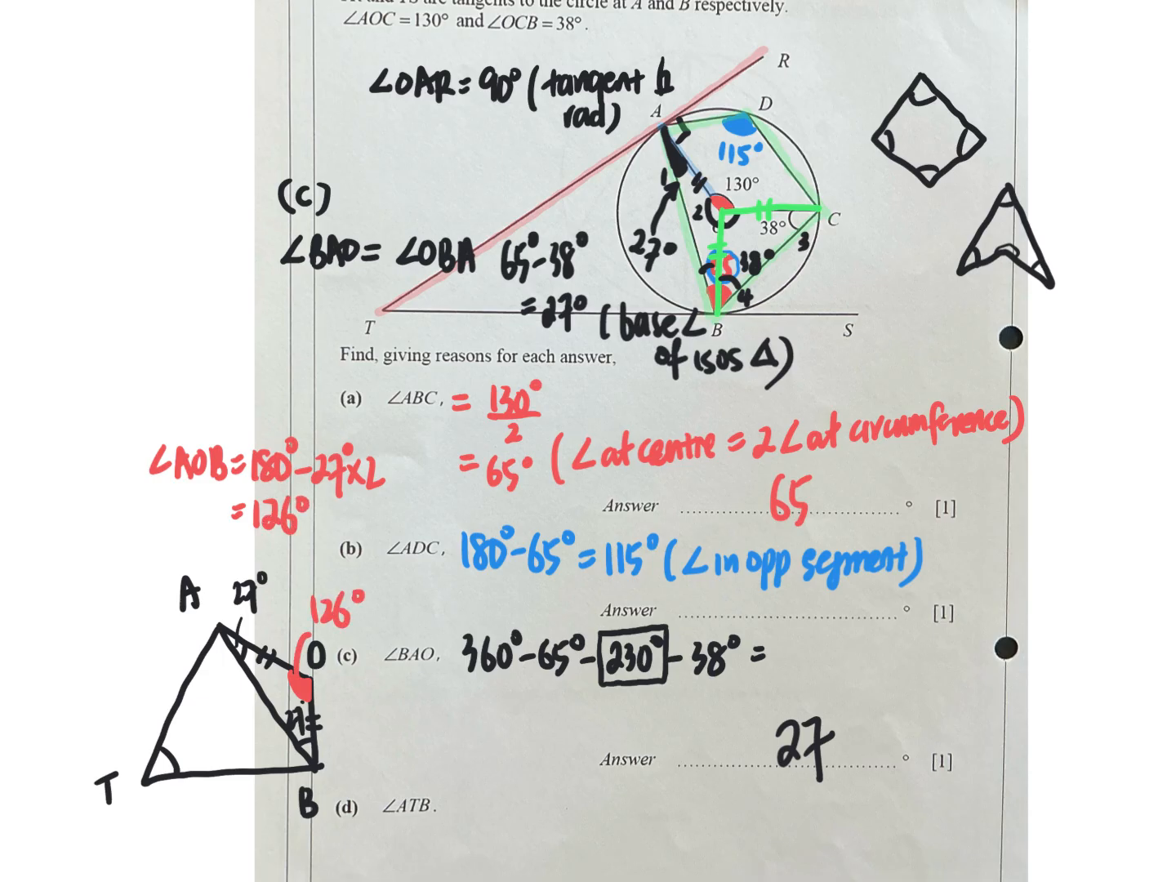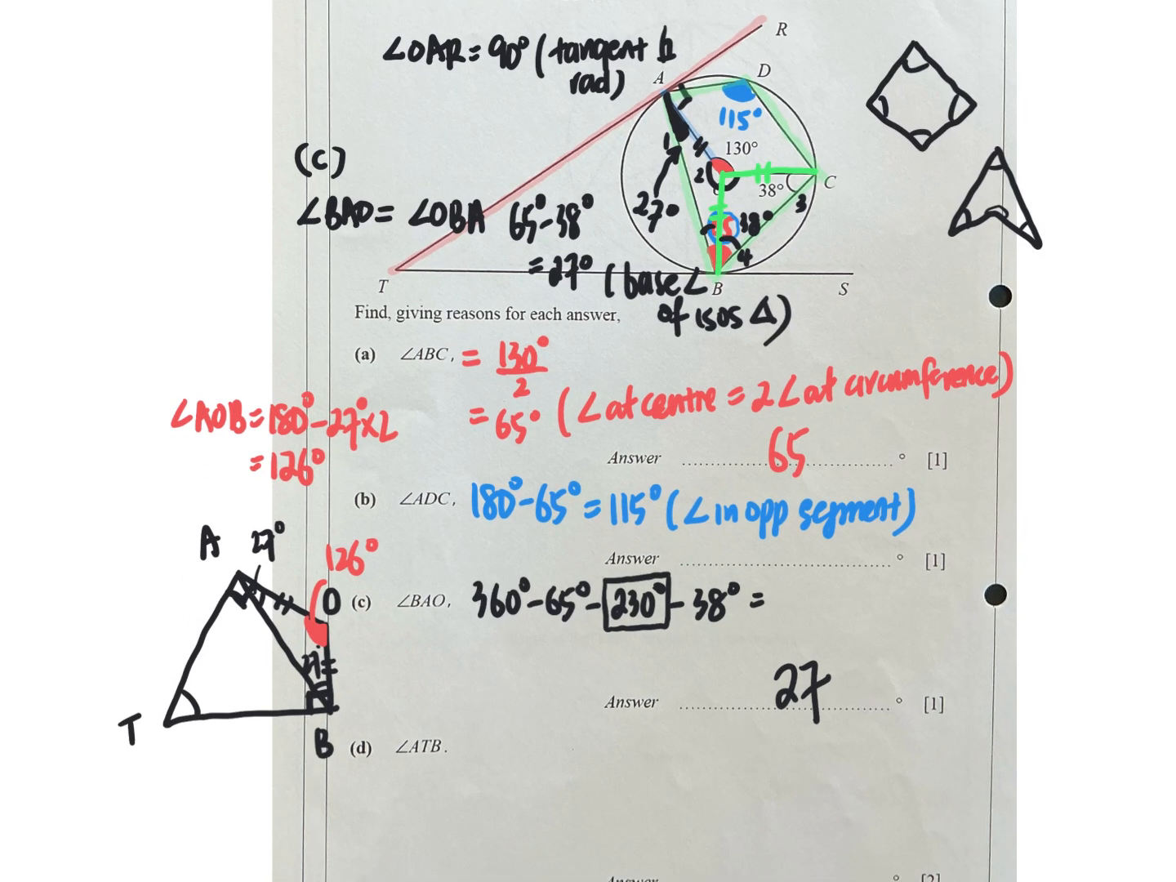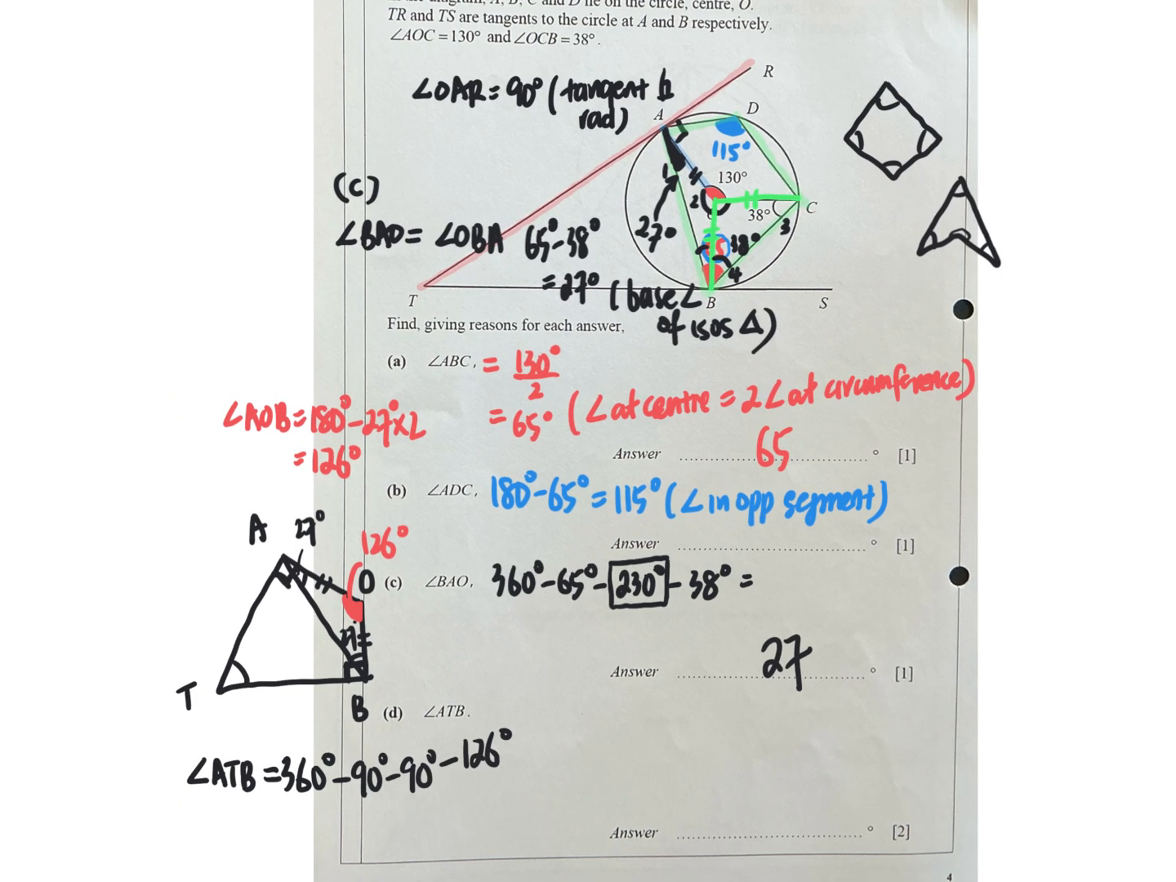Because this is a quadrilateral, you know that this thing is 90, this thing is 90, because tangent is perpendicular to radius. So the 4 angles should add up to 360. So angle ATB is 360 take away the 90, the 90, take away the 126 you just found. So it's 54. This one you can call tangent from exterior point.